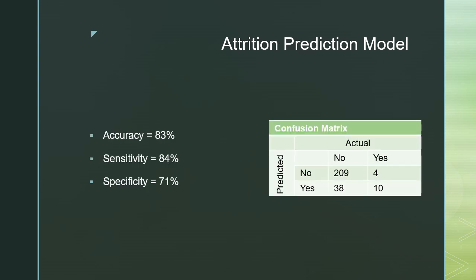These are the results. So our accuracy was an 83% prediction rate. Our sensitivity was 84%, which is greater than the requested 60%, and our specificity was 71%, which is also greater than the 60%. We've also included a confusion matrix if you wanted to see actual versus predicted.